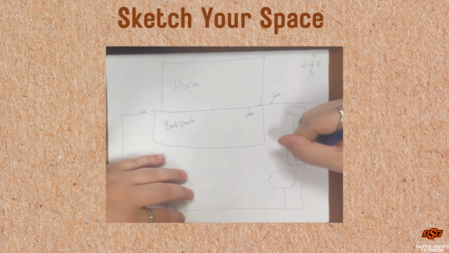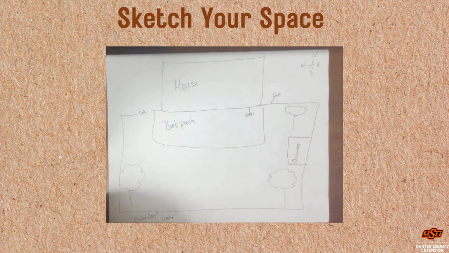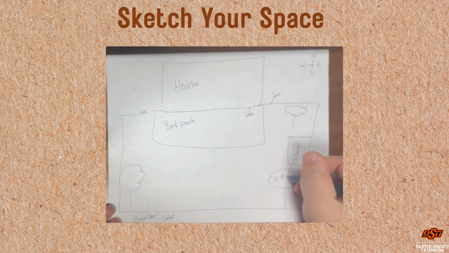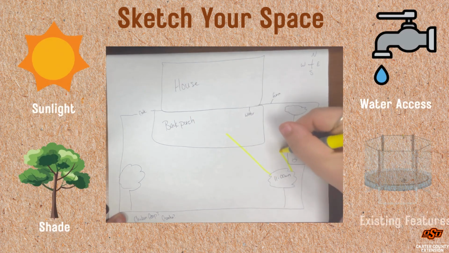So in here, we're trying to look for a chicken coop and garden beds where we could put them. So there I just draw a chicken coop. The first things we're going to be wanting to look for is that sunlight, shade, water access, and existing features.